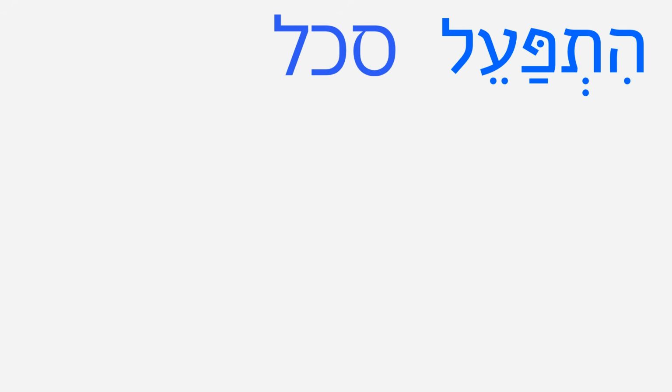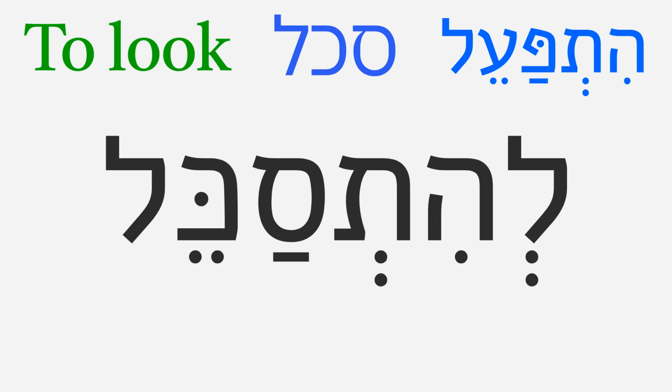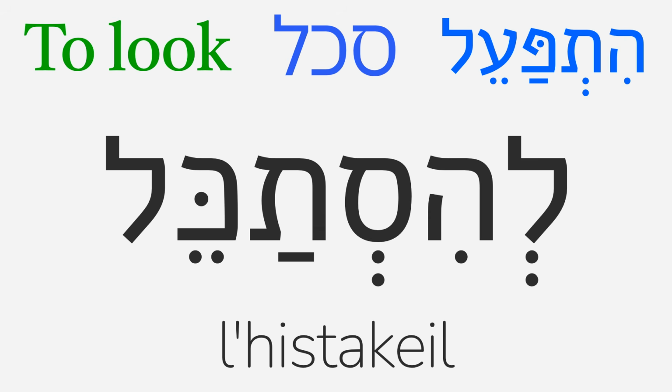Samech is like Shin. It will swap places with the Tav, but no letter will change. Let's make the Hitpael infinitive of the root Samech Kaf Lamed, which will mean to look or to watch. This verb will not be lahitsakel, with the Tav before the root letter Samech, but lahistakel, with the Tav and the first root letter Samech swapped.